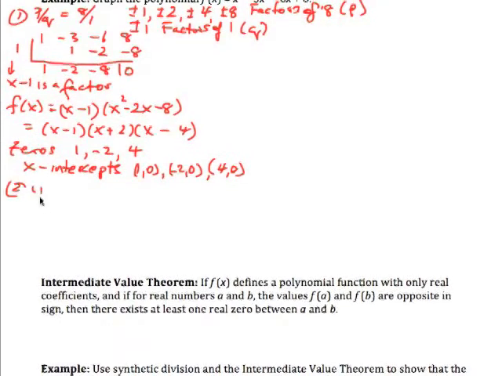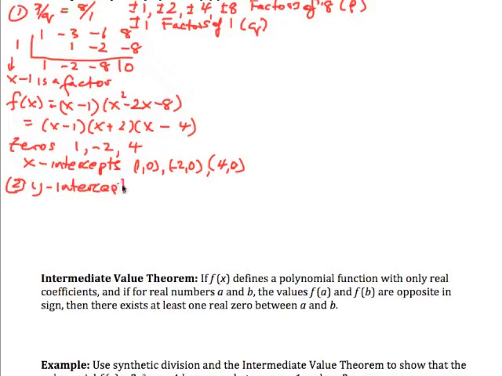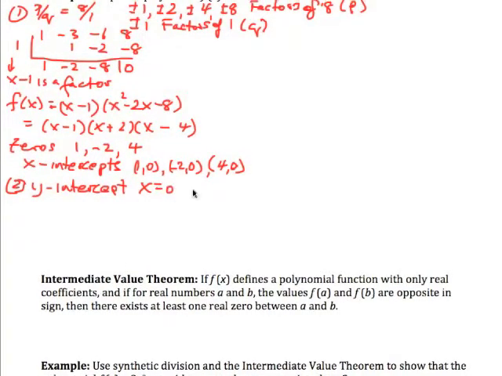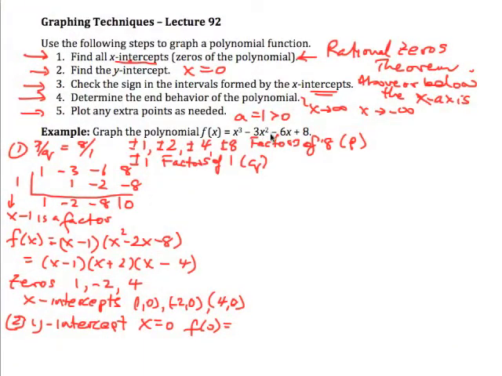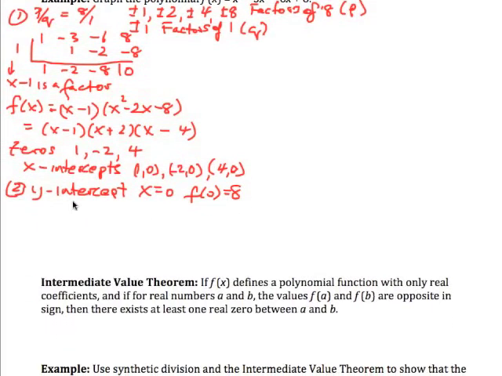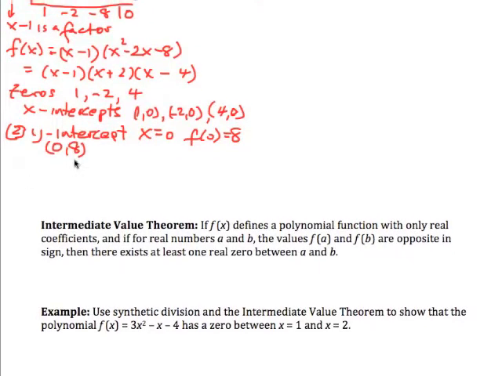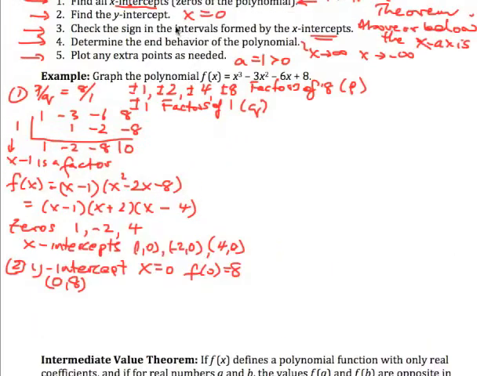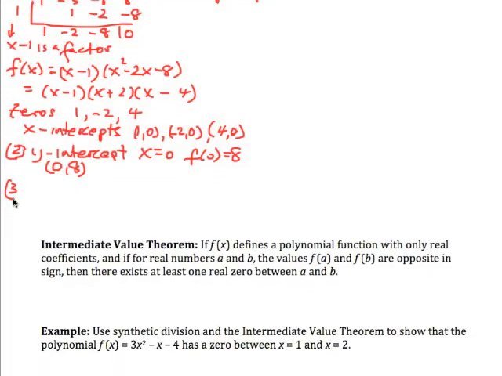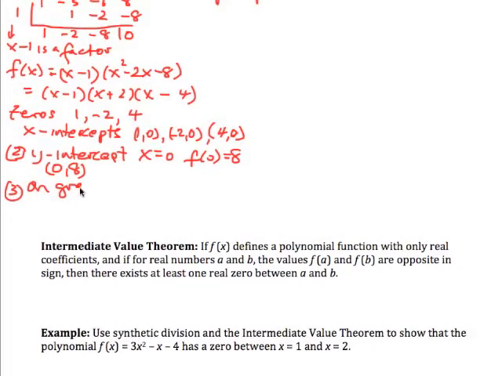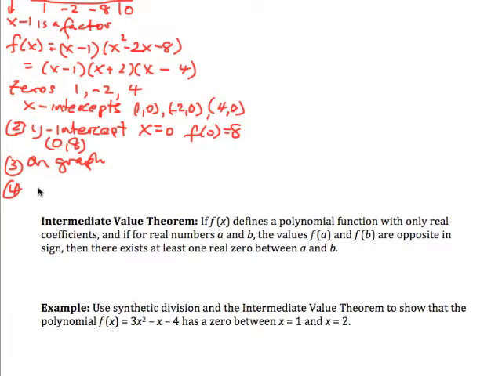So that's number 1 done. Number 2, the y-intercept. That comes from x equal to 0, so f of 0 is equal to, when we put 0 in here, 0, 0, 0, and an 8. So of course our y-intercept is 0, 8. Right, number 3, we're going to check the signs. We're going to do that when we start graphing. And number 4 is going to be the end behavior.